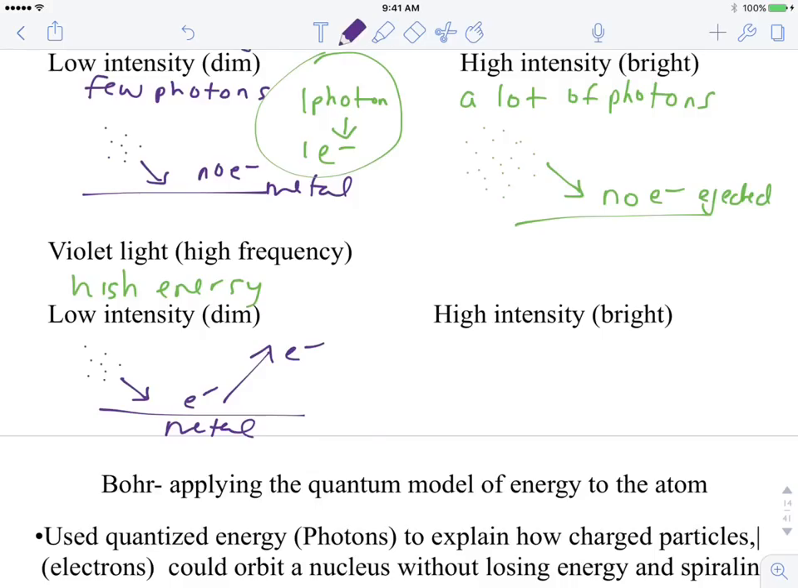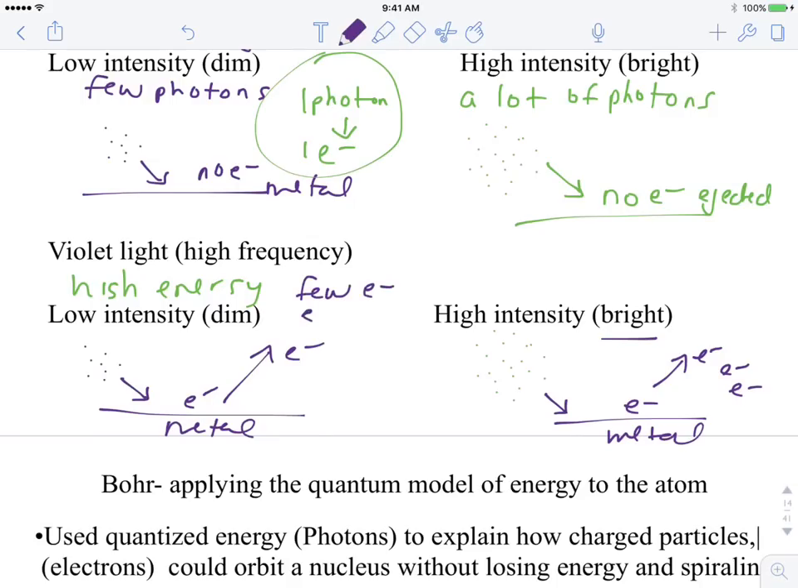If we go high intensity here, we still have high energy, but now we have bright light. So now we have a lot more photons. If I draw that over here, now I have a lot more photons. So now those are all coming in, they're hitting the metal. When they hit the metal, the electrons are ejected, but now we have more electrons ejected. So over here we have a few electrons ejected. Over here we have a lot of electrons ejected.